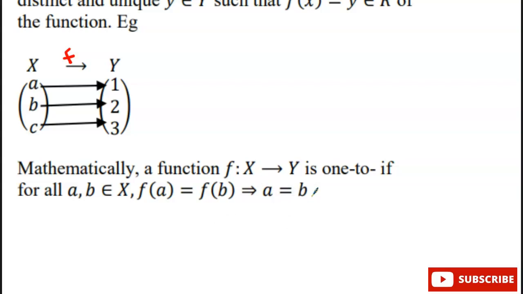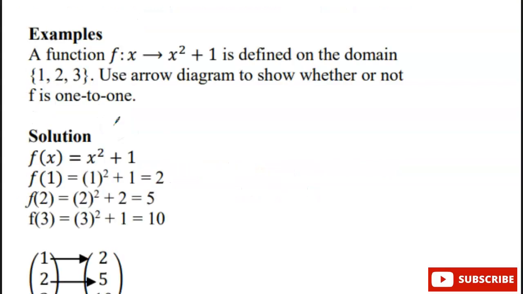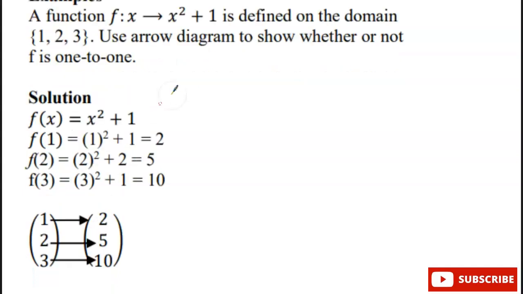Now we are going to take some examples and that will give you better understanding. Example: a function f such that x maps to x squared plus 1 is defined on the domain, the set {1, 2, 3}. We are to use an arrow diagram to show whether or not the function is one-to-one. So we have this function, this is the rule, and this is the domain.